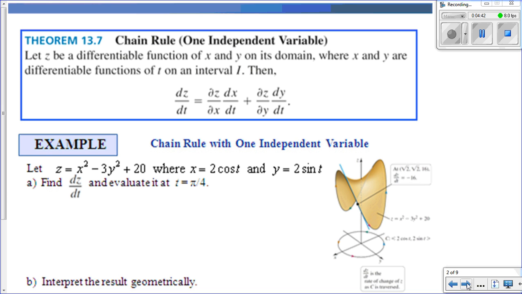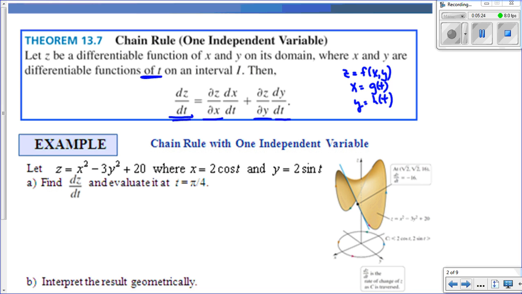So, Theorem 13.7: if z is a differentiable function of x and y on its domain, and x and y are both differentiable functions of t, then dz/dt will be the partial of z with respect to x times dx/dt, plus the partial of z with respect to y times dy/dt. So that's the chain rule when you have that z is a function of x and y, and x is a function of t, and y is a function of t. So that gives us the change in z with respect to that independent variable t.